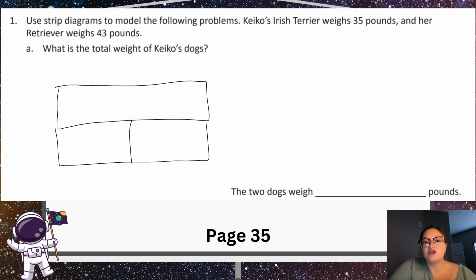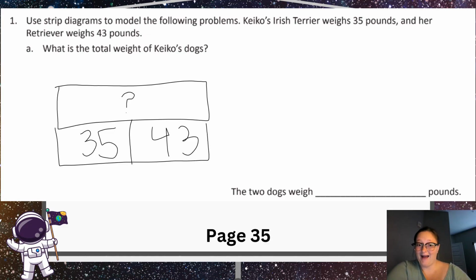We are looking for our total. So in our total, I'm going to put a question mark. Then I'm going to label that I know the terrier weighs 35 pounds and our retriever weighs 43 pounds. Now we need to add 35 and 43. Let's do that.